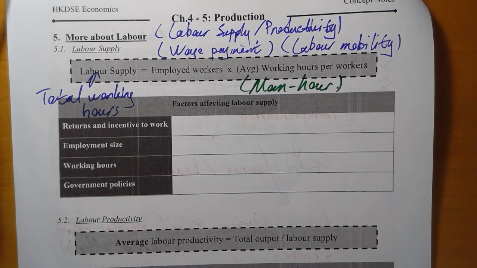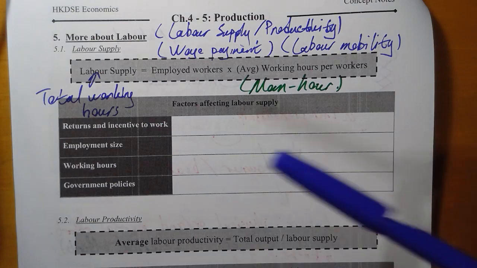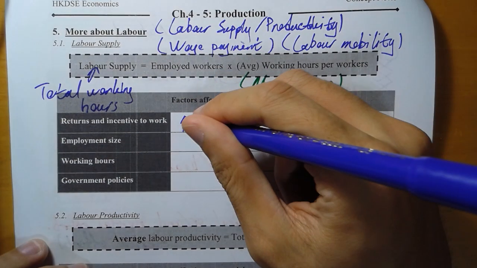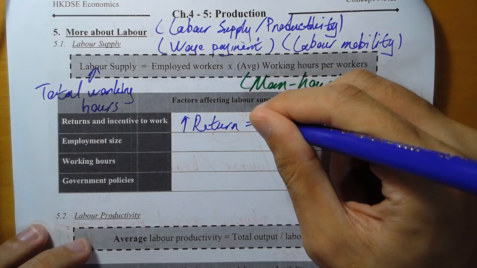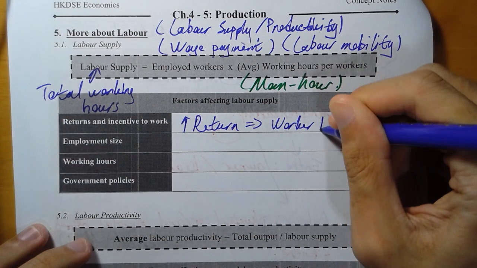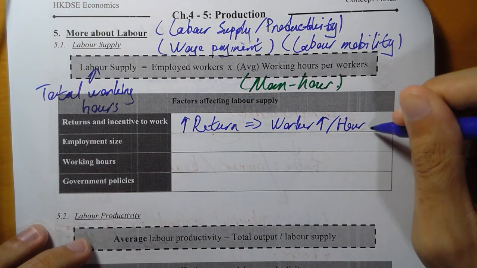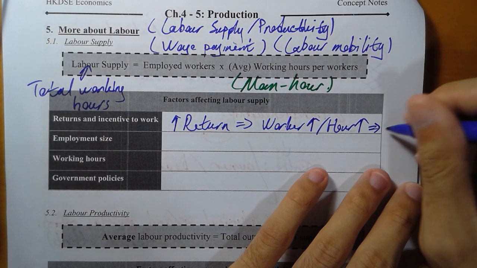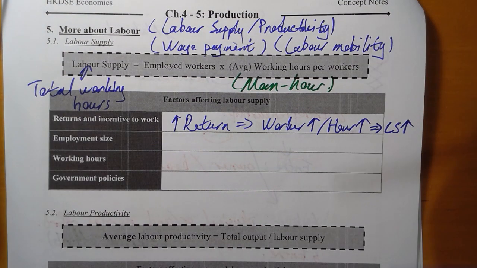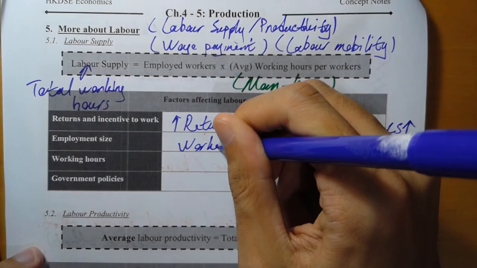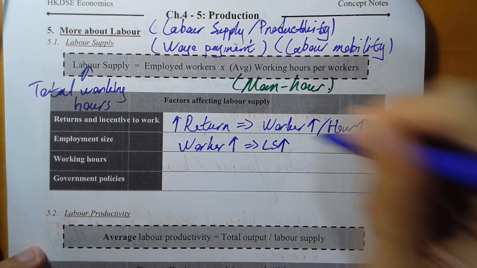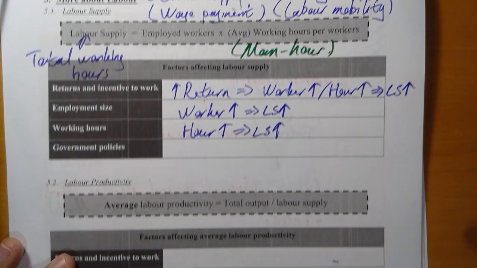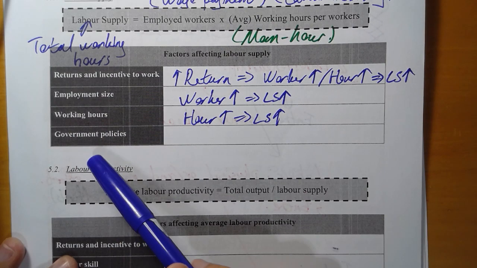Now, you may be thinking, what factors would affect labor supply? Quite easy. For example, returns and incentive, how high the pay is. The higher the return, the more people, the number of workers would increase. Also, hours would also increase, since higher pay means longer hours and more people coming to work. So labor supply would increase. Now employment size: when the number of workers rises, labor supply rises. Finally, we need to look at some government policies.